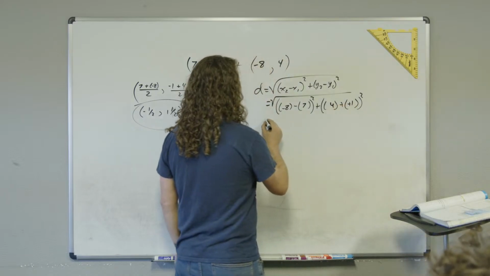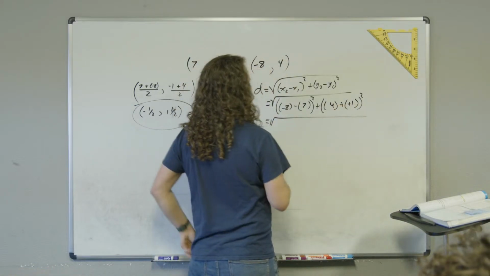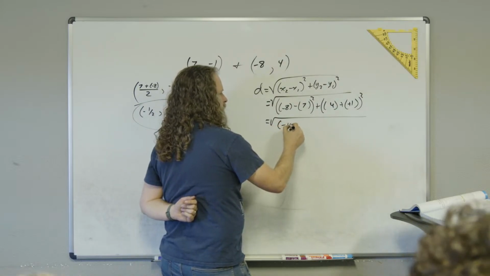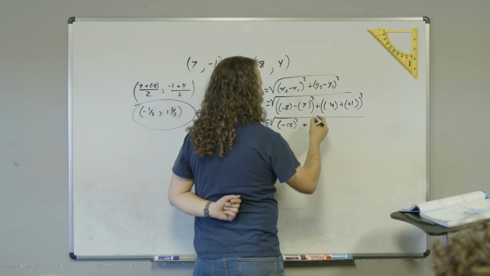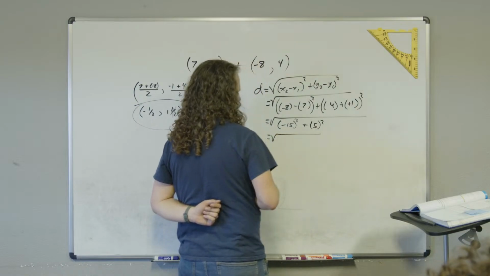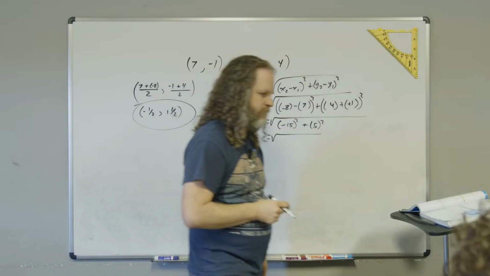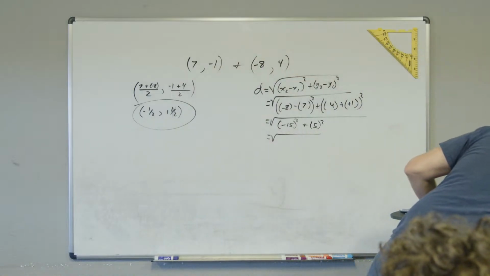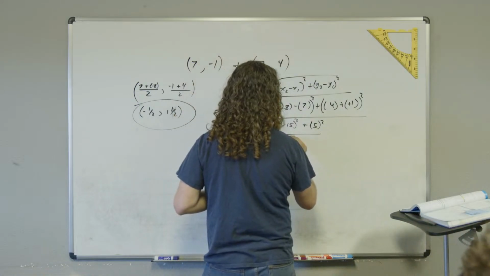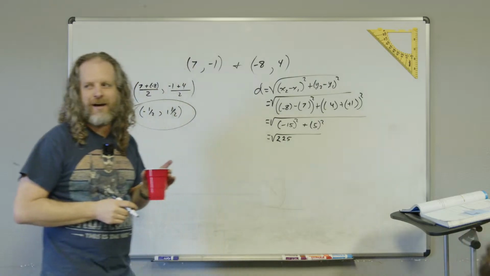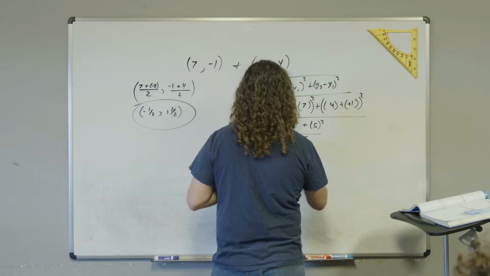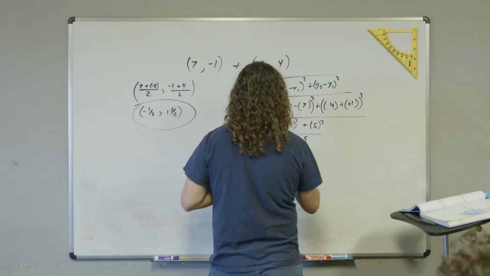What is -8 minus 7? -8 minus 7 is -15, quantity squared. Plus 4 plus 1 is 5. What's -15 squared? 225. I was really hoping someone would say negative, and then I would get to give you a hard time about being in Algebra 2 and not knowing how negatives work. Okay, 5 times 5 is 25, so plus 25, so the square root of 250.